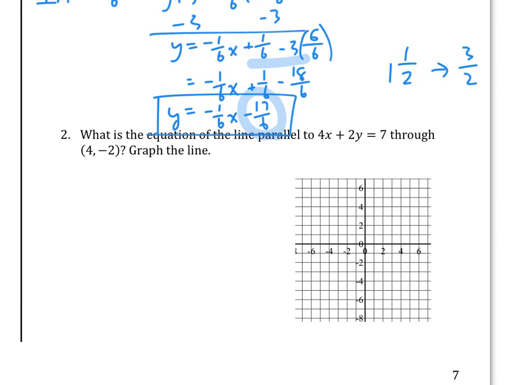Next one, what is the equation of the line that's parallel to here going through here? All right, go ahead and pause this video, give it a try. Remember, you need to get it into y equals mx plus b in order to figure out the slope.